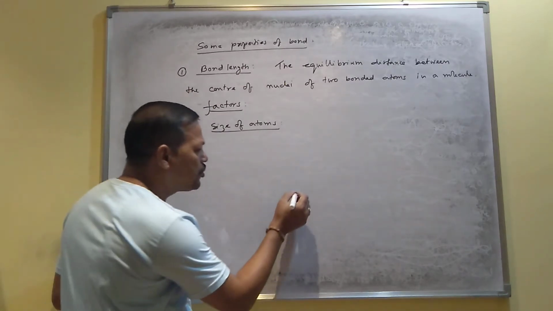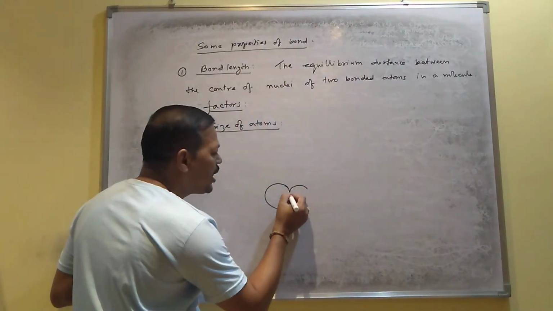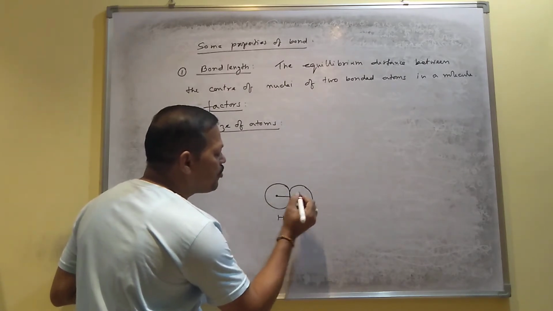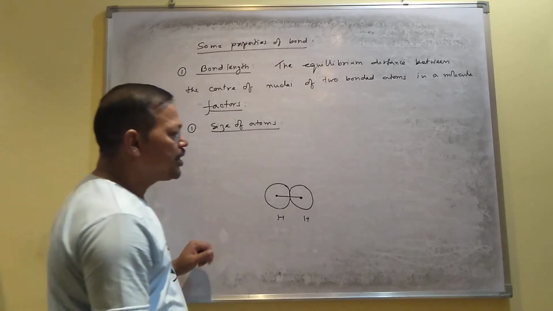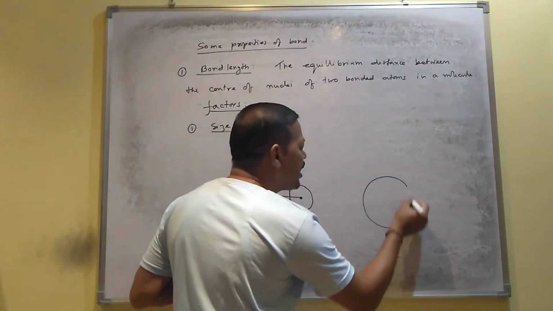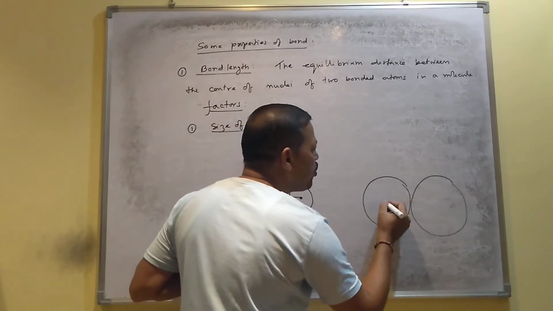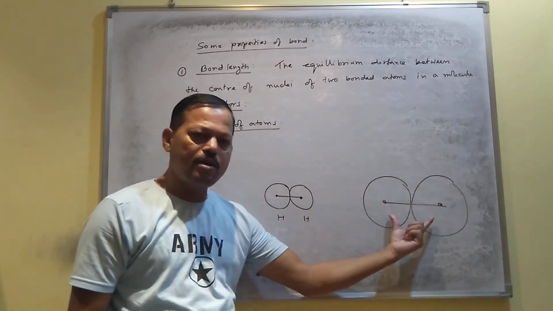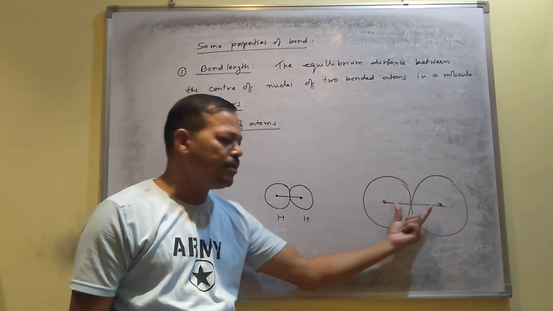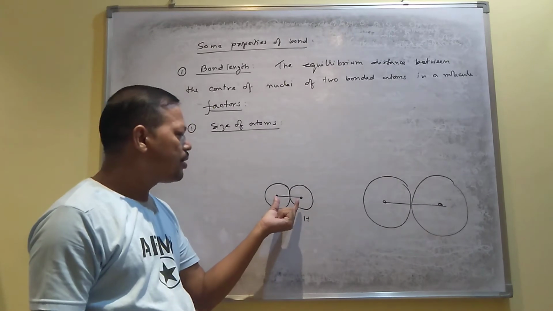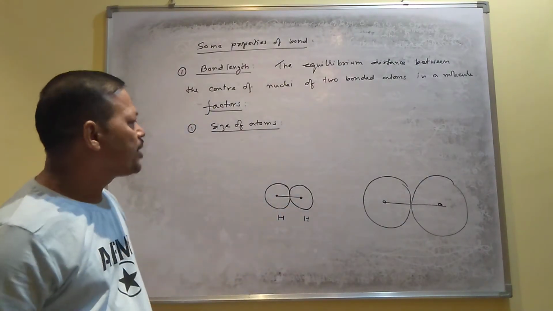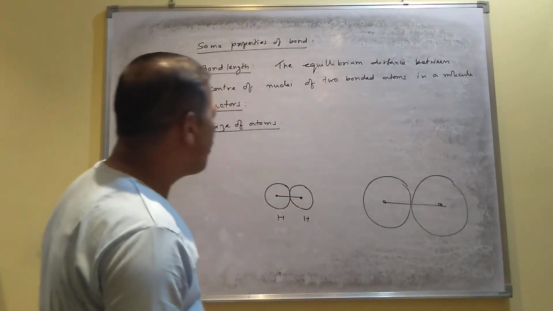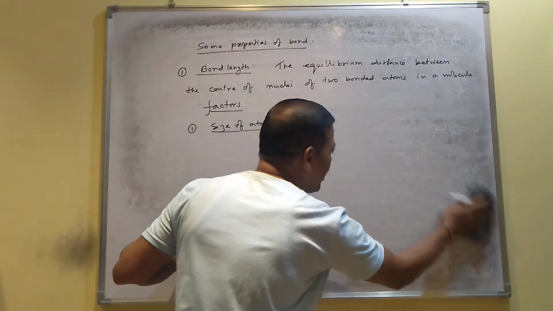See, suppose these two are hydrogen atoms. As you know, hydrogen is very small in size. This is your nucleus, this is your nucleus. The length of the bond will be this much. But if you take chlorine molecule, chlorine is larger than hydrogen. So the bond length will be like this, internuclear distance. So if the atom is large, the length of the bond will be larger. If the atom is smaller, the length of the bond will be shorter. And that is why the bond length depends mainly on the size of the atom.